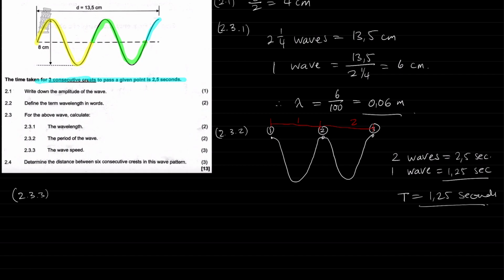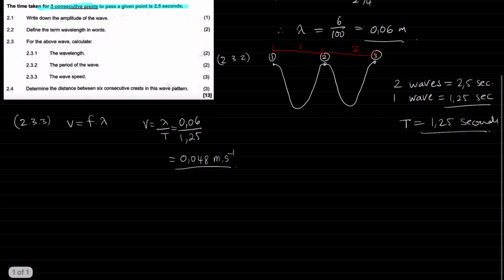Now let's move on to question 2.3.3. Calculate the speed of the wave. So v is equal to f times lambda, but we didn't calculate frequency anywhere. So instead, I want to use a different formula. I want to use v is equal to lambda divided by T. We know lambda and we know T. We just worked it out. So I'm going to substitute here. My lambda value is 0.06. So 0.06 divided by 1.25, and that's equal to 0.048 meters per second.